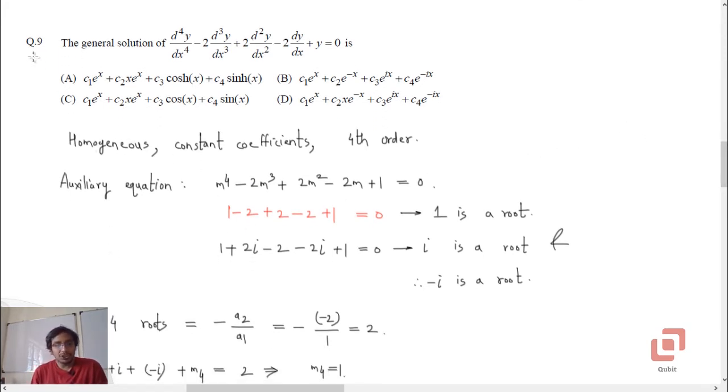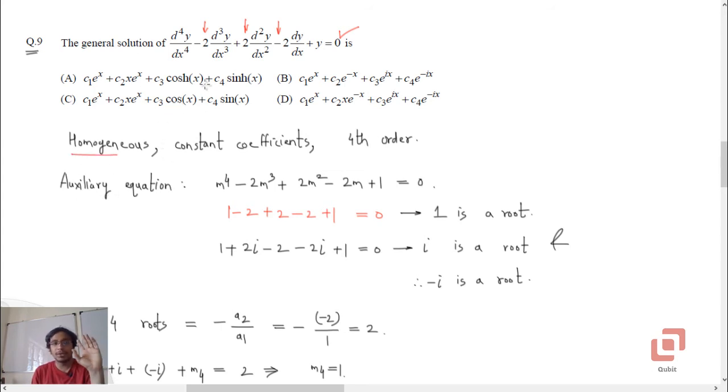Let us now go to question 9, which is based on ordinary differential equations of higher order. The general solution of d4y by dx to the power 4 minus 2 d3y by dx cubed plus 2 d2y by dx squared minus 2 dy by dx plus y equal to 0 is, and we have got 4 options. Now we first note that because the right hand side is 0, in short every term contains either y or its derivative, it is homogeneous.